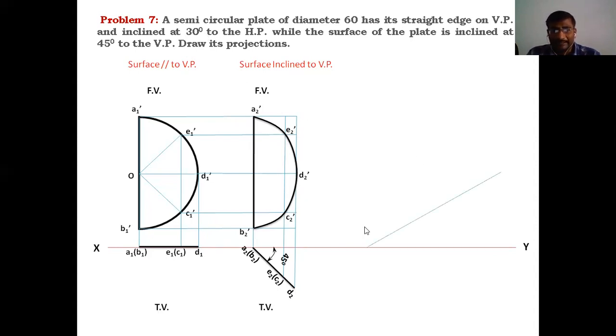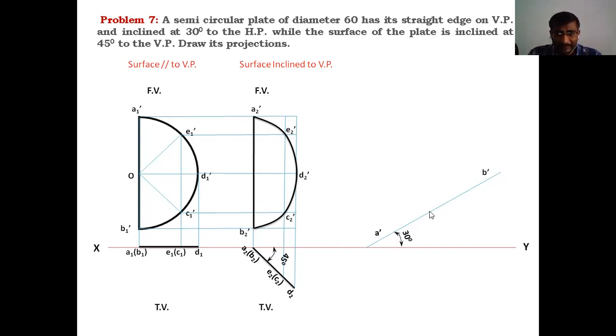Then only the given condition is followed. So draw a line 30 degrees inclined to the XY line from any point on the XY line. This is the 30 degrees inclined line. Locate A dash somewhere on that inclined line. This A2 dash becomes A dash. And locate the point B dash. The distance between A dash and B dash must be equal to the length of the second stage front view, which is equal to the diameter of the semicircle. What is the diameter of the semicircle? 60 mm.